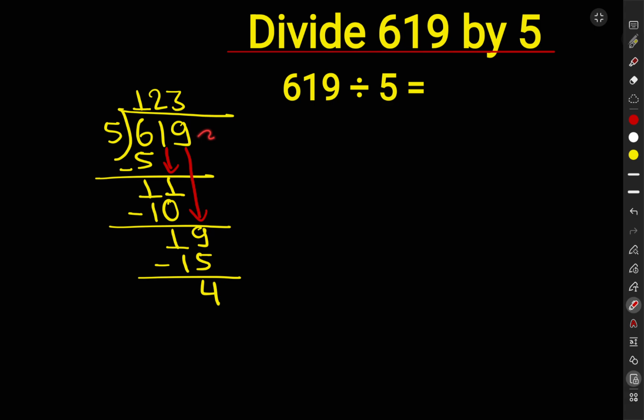So now we have no other number to put down. So we put a decimal here so that we can put 0. So it is 40 and 5 times 8 is 40. On subtracting we get 0. So 619 divided by 5 is 123.8.